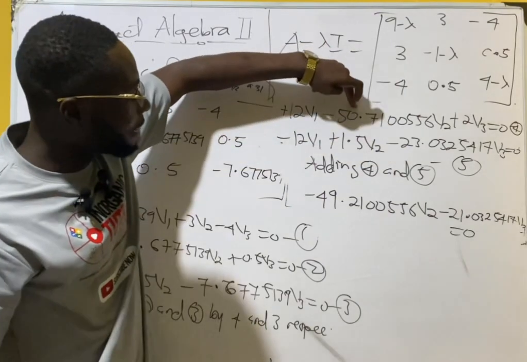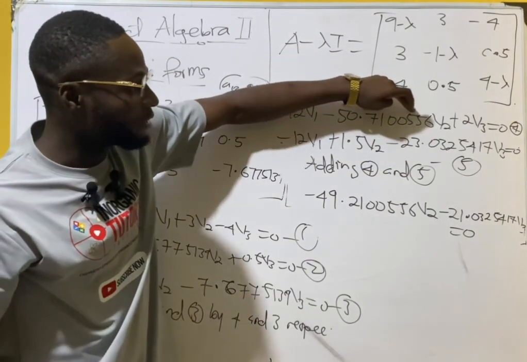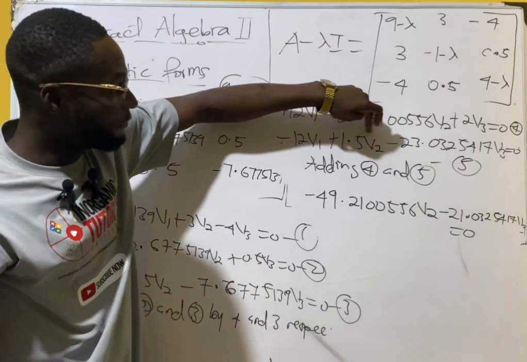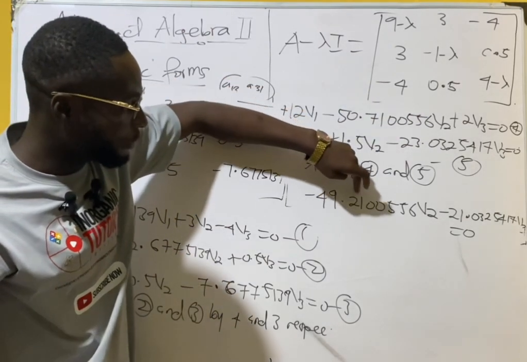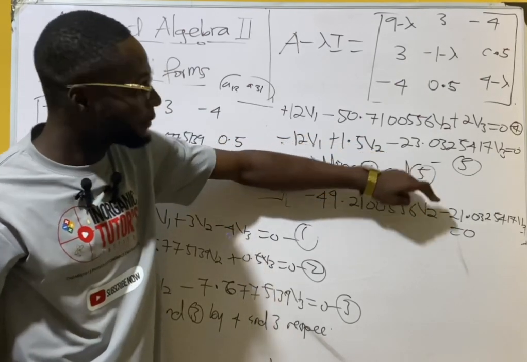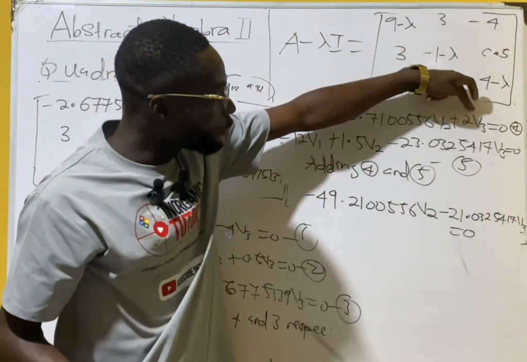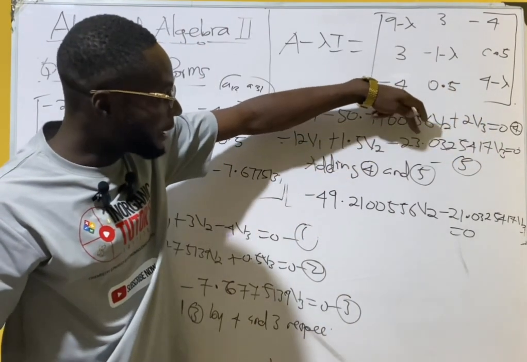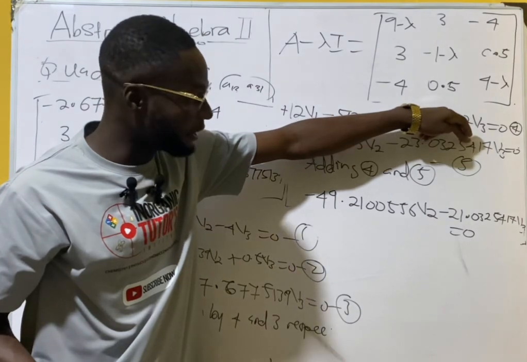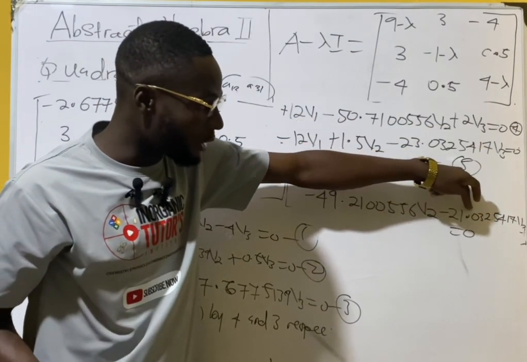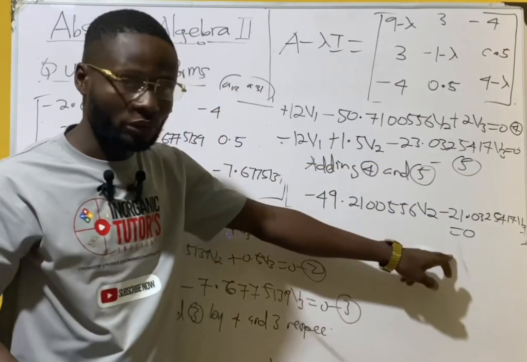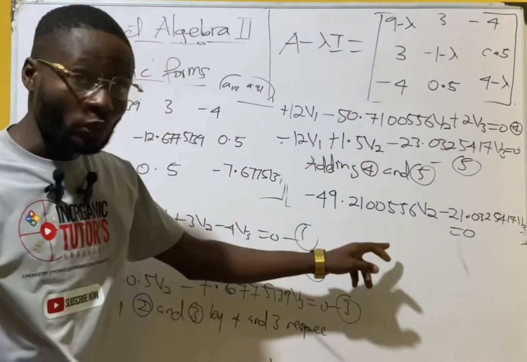And then we added minus 50.7100556 V2 plus 1.5 V2, and we had minus 49.2100556 V2, right? Then we added 2V3 plus negative 23.0325417 V3, and we had minus 21.0325417 V3, and that is equal to 0. So this is what we have.